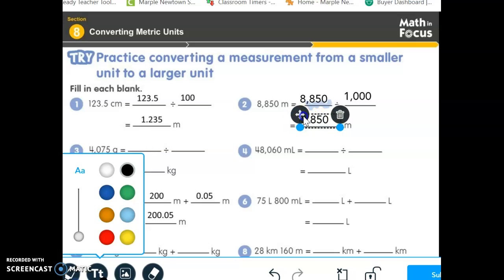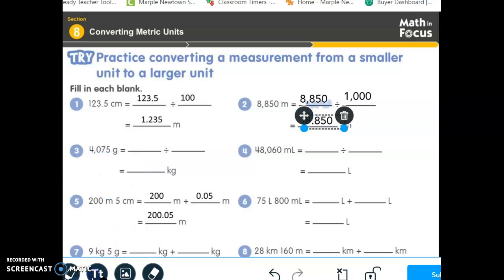Resize that, move that over a little bit. Okay, so there we have our final answer. All we did was we moved our decimal 3 places to show that that number is getting smaller, right? If I have 8,000 meters, it's only going to be 8 kilometers because kilometers are larger. You can kind of think in terms of customary units if that helps you and compare it that way.